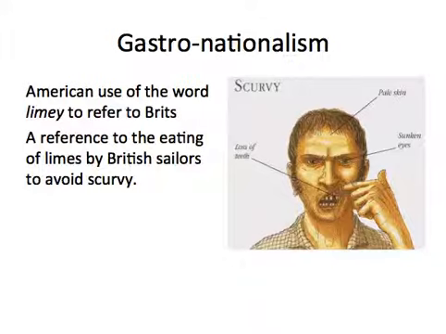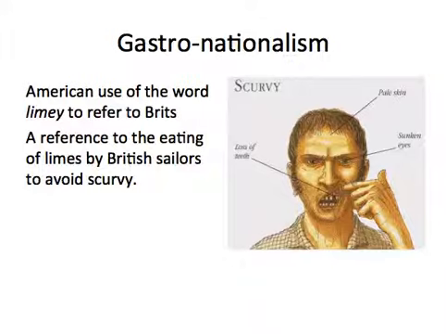Okay, so now when we're thinking of nations, of nationalities, a favorite way of referring to another nationality is through using particular food terms, and we can call this gastro-nationalism. So here's an example. The Americans use the word limey to refer to Brits, and that's a reference to the eating of limes by British sailors. And British sailors did that. They got the vitamin C and the good stuff out of the limes to counteract a particular disease which is prevalent when you don't have fresh food, called scurvy.